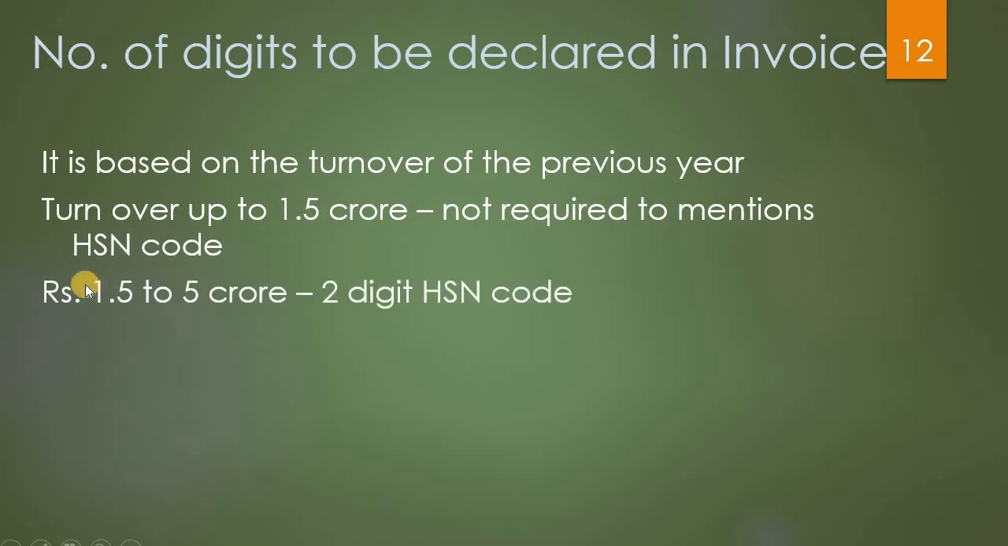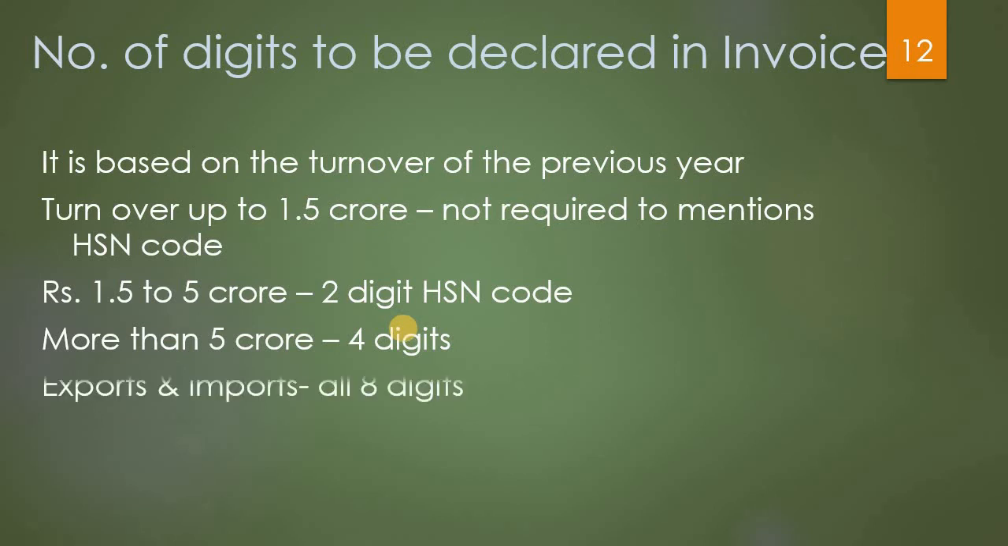But if your turnover is more than 1.5 but less than 5 crore, then you have to mention just 2 digits of the HSN code. That's all. You need not mention the entire 8 digits in the GST invoice. Then if it is more than 5 crore, you have to mention 4 digits of the HSN code. Then if it is for exports and imports, all 8 digits have to be mentioned in the GST invoice.